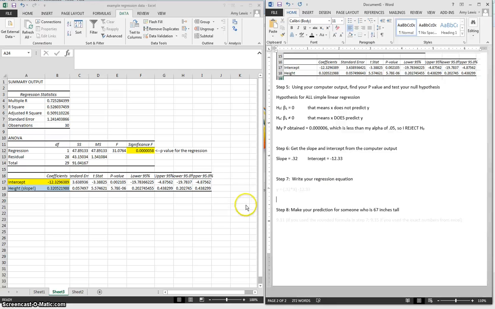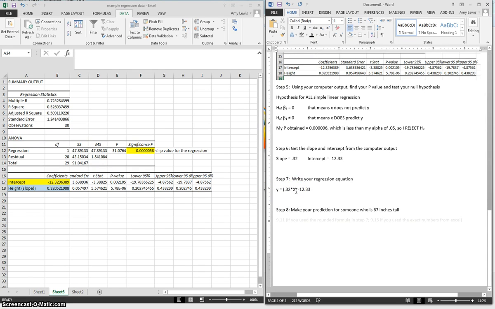In step 7, I ask you to go ahead and write your regression equation. So we just used the format of y equals mx plus b that we remember from linear algebra. So my slope of 0.32 times whatever value of x plus my intercept, which is negative here, so minus 12.33, that would be my regression line. That's what I would use to make predictions. To make a prediction for y, I just plug in the value of x.